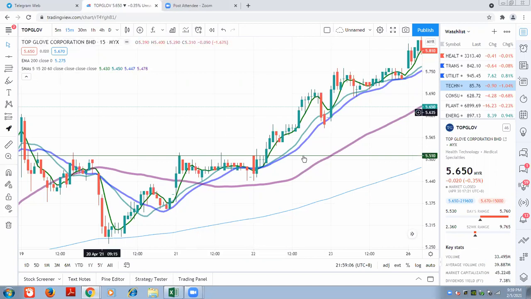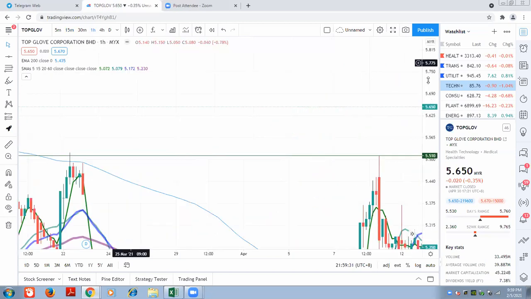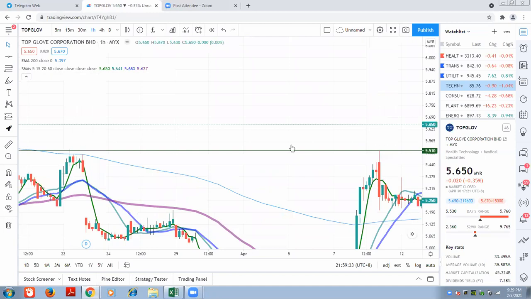Or you think, it has already broken, can I still enter or not? If it broke from the previous resistance, we feel afraid that if I enter, maybe the price will go down. If I don't enter, I will miss out, FOMO, for example. So you go to the 1 hour chart. The 1 hour chart is more relaxed.